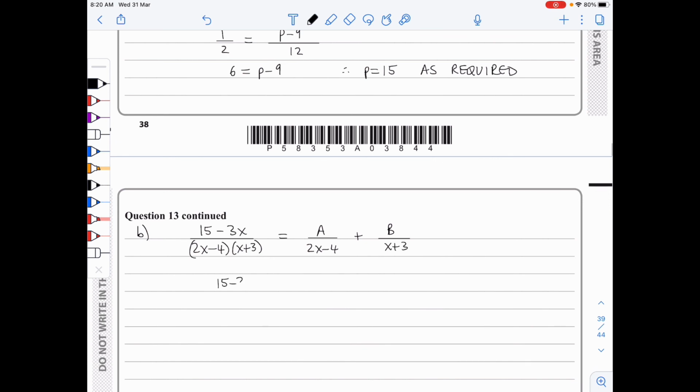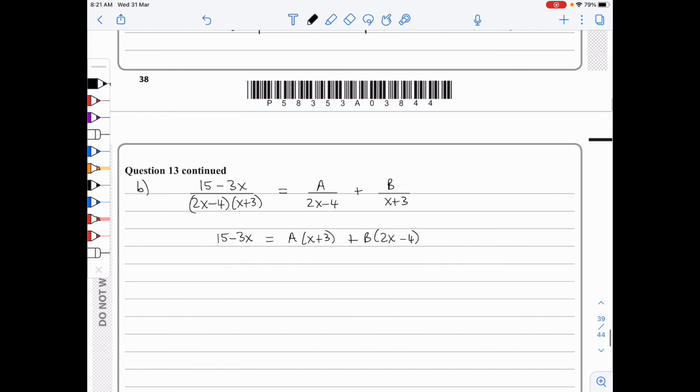So 15 minus 3x is a times x plus 3 plus b times 2x minus 4. I will be substituting x is minus 3. That will give me 24 is minus 10b, and therefore b is minus 24 over 10, which simplifies to minus 12 over 5. And we also use x is 2 to get that 9 is 5a, and therefore a is 9 over 5.